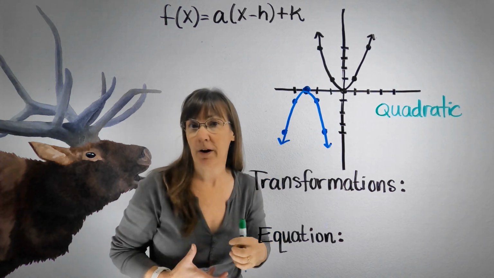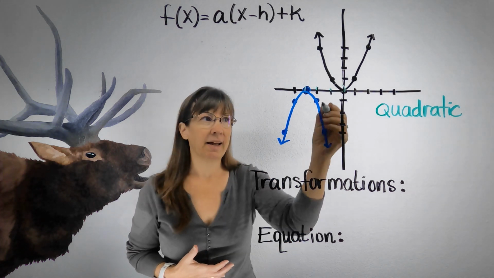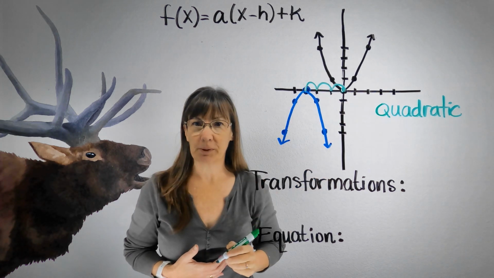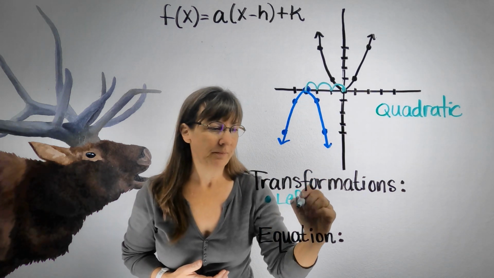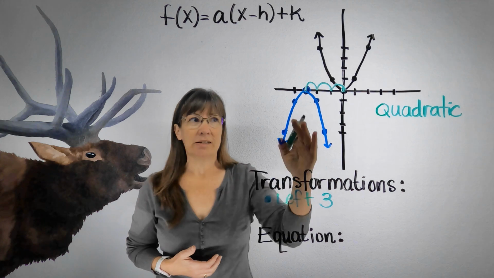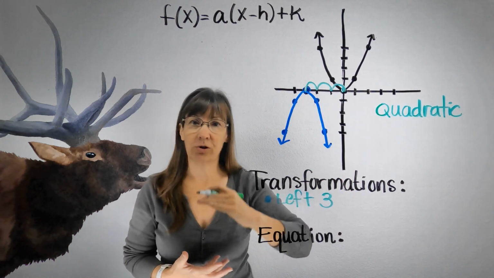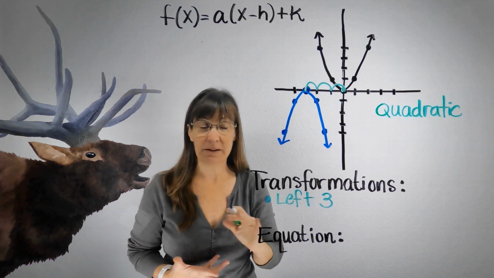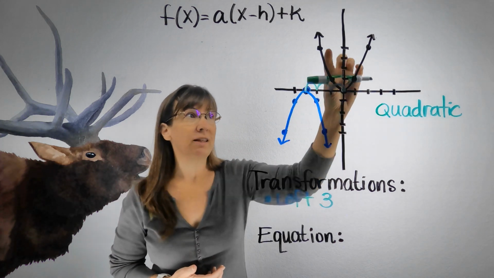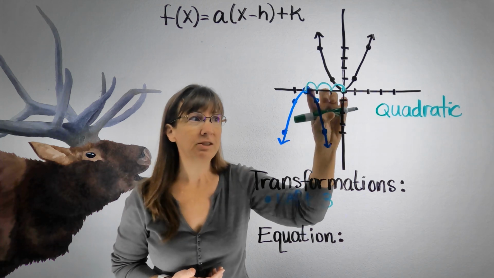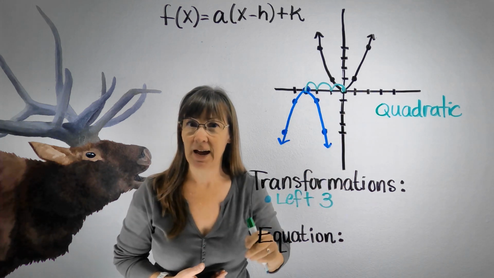So we're going to talk about what it did. How did it move on the graph? So I'm going to say this vertex has moved to the left 3 places. Now it didn't go up or down. This vertex is still sitting on the x-axis, so there's no k value. It did not go up and down at all. But I do see that up here it has not been reflected in the parent, but this is now a reflection over the x-axis.